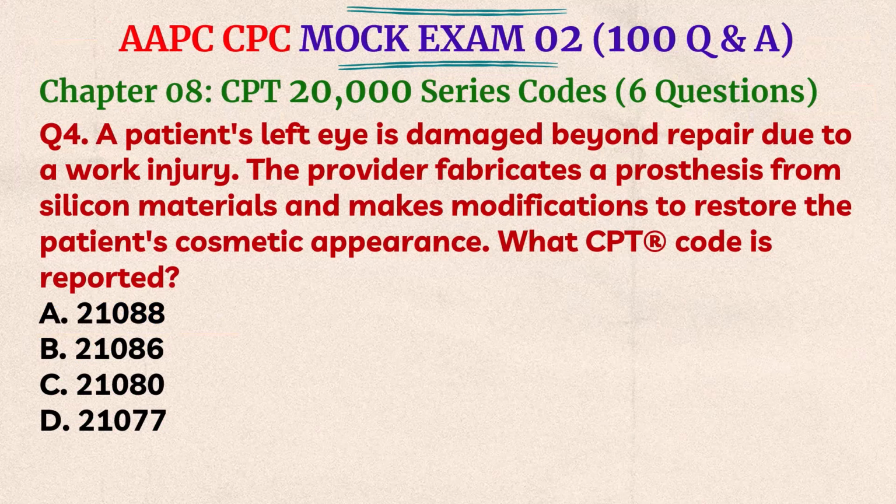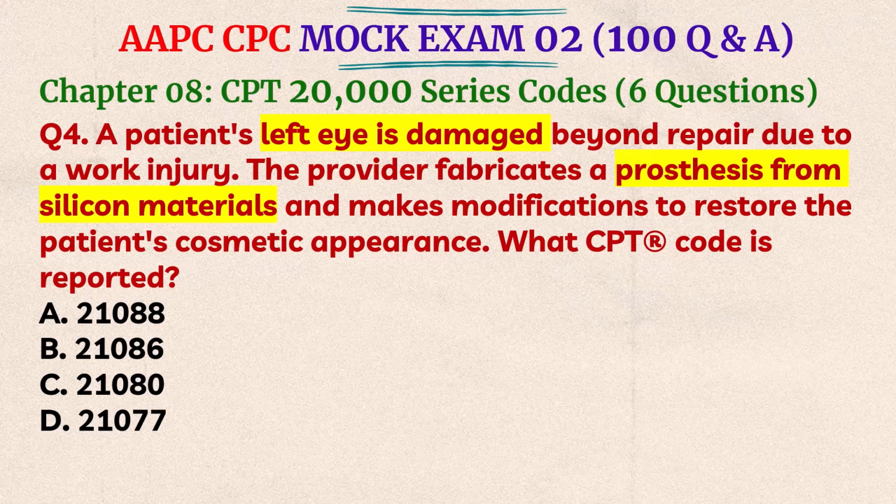Question number 4. A patient's left eye is damaged beyond repair due to a work injury. The provider fabricates a prosthesis from silicon materials and makes modifications to restore the patient's cosmetic appearance. What CPT code is reported? There are 4 codes available. Take your CPT code book and find the answer. Here you have to highlight that the left eye is damaged and a prosthesis from silicon material is inserted. When you look at the answers, 21,000 adjacent codes are used. So you can use the elimination method for exam purposes.